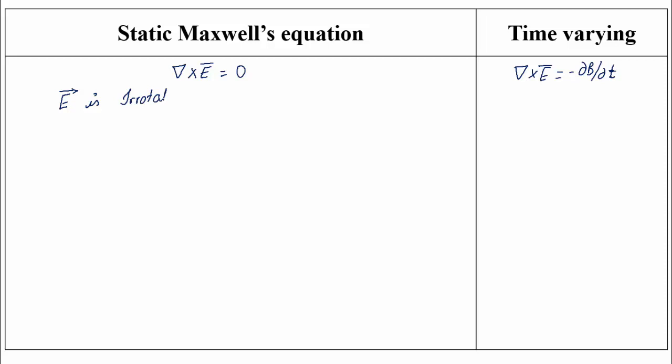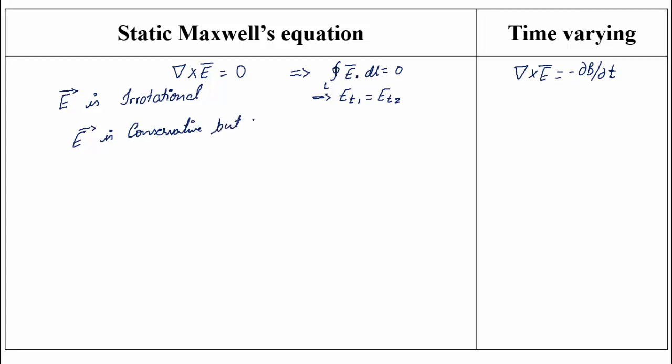So what does it signify? It signifies that electric field is irrotational. And if I am talking in terms of integral form, it is closed line integral E dot dl equals to 0. What this implies is E tangential 1 equals to E tangential 2. So I can tell electric field is conservative. Electric field is conservative but irrotational.